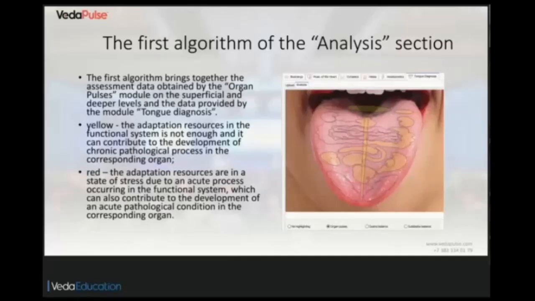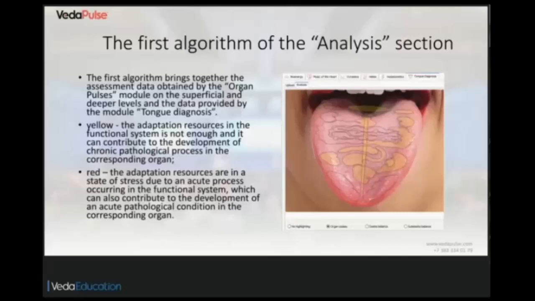When we start working with this software module, we can see a map with specially highlighted zones. These zones are highlighted on the basis of pulse diagnosis data, and this is an indication for a specialist as to which zones he needs to pay attention to. The first algorithm brings together the assessment data obtained by the organ pulses module and the TAN diagnosis module, because you can see here a map of the projection zones according to the system of organs.